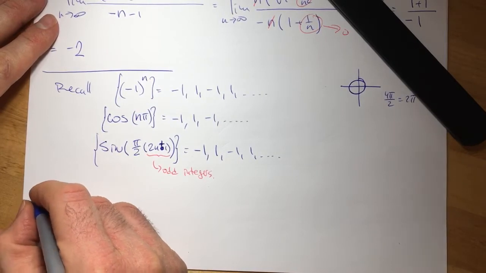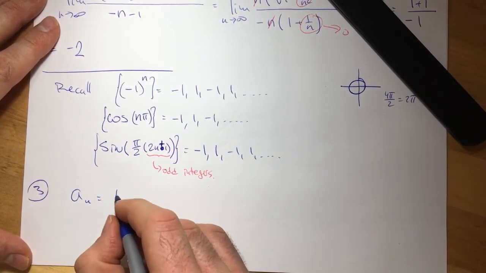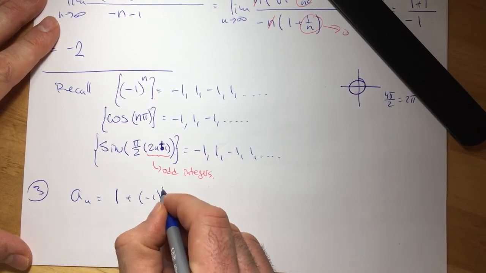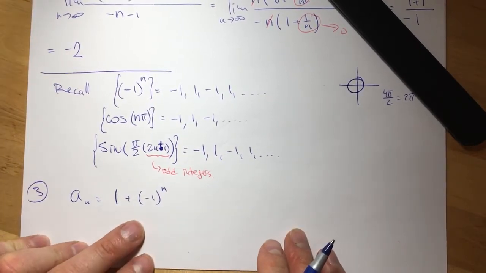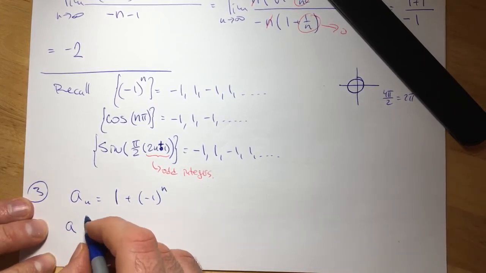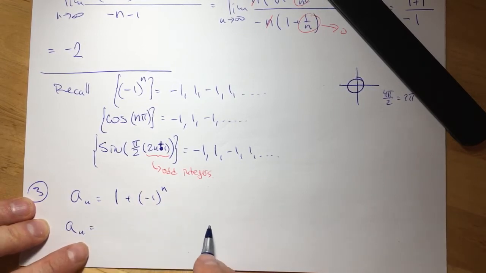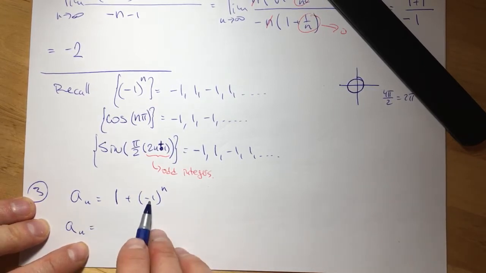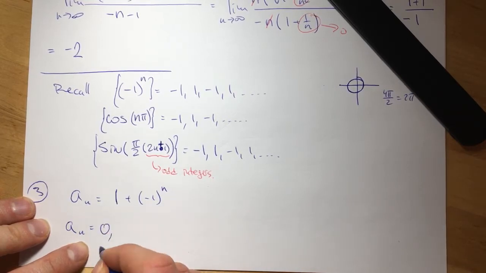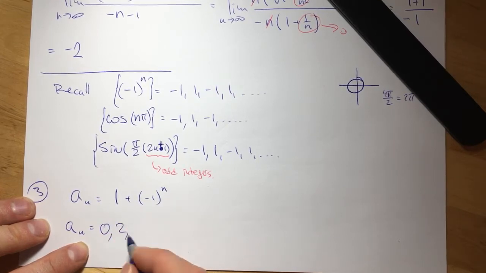Okay, so this was maybe problem 3. We start with a simple example, 1 plus negative 1 to the power of n. Let's write a few elements of this sequence. When n is 1, I get 1 minus 1, which is 0. When n is 2, negative 1 squared is 1, 1 plus 1 is 2.